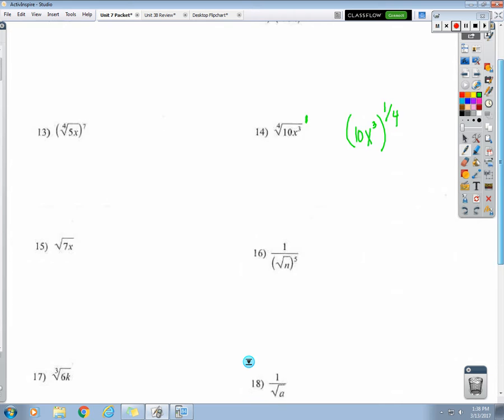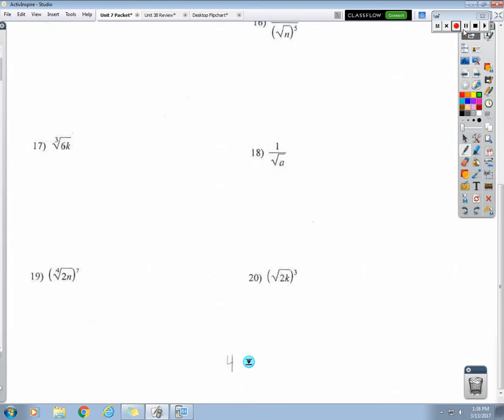18? Okay, so first it'd be 1 over a to the what power? 1/2. Because look, isn't this the square root and then all of it's raised to the 1st power? And then you could also rewrite that as a to the negative 1/2. Okay, now turn to page 5 and let's start the new lesson.